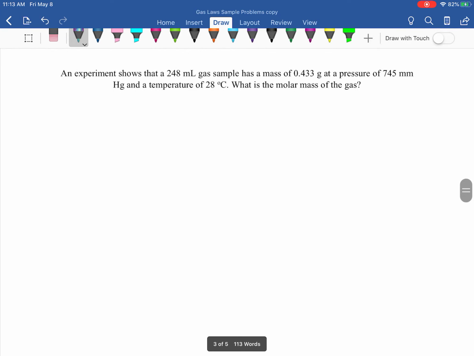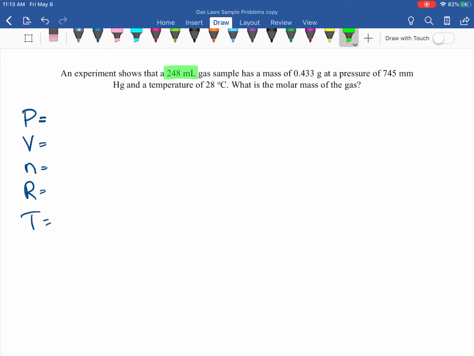What do you think? Aren't these actually kind of fun? Once you just put a little bit of work in, they kind of solve themselves. So let's follow our same process. Here's my PV = nRT. Oh my gosh, do you notice I'm adapting? I'm getting smarter and I'm writing it over here more. Okay. So we have an experiment that shows 248 milliliters of gas.